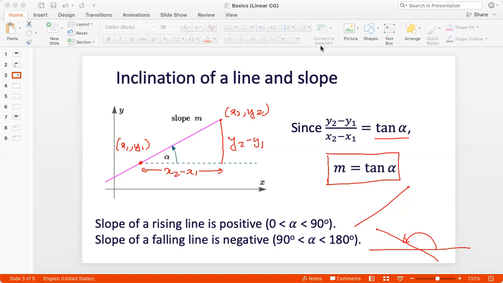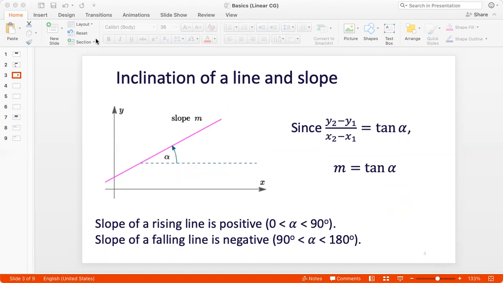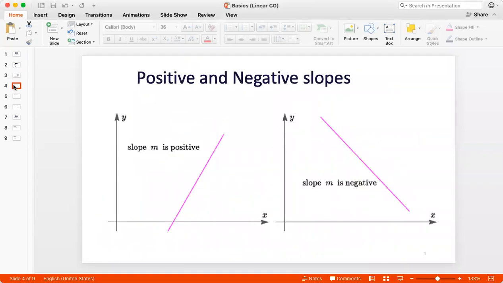So this is an important rule which can help us work with options when we have a number of options in the questions, right? So for example, the rising line on the left has a positive slope and the falling line on the right has a negative slope.